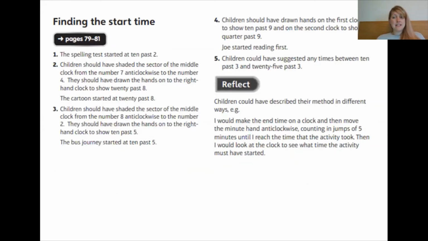And here are your answers. How did you get on? I hope you're finding it okay, but remember, if you're finding it a little bit tricky, don't worry. You can always email me to ask for any help that you need, but also you can use manipulatives, so make your own clocks and have a go at moving the hands. It's really important that you actually feel and see how the hands on the clock move. That will really help you get a really good grasp of the concept.